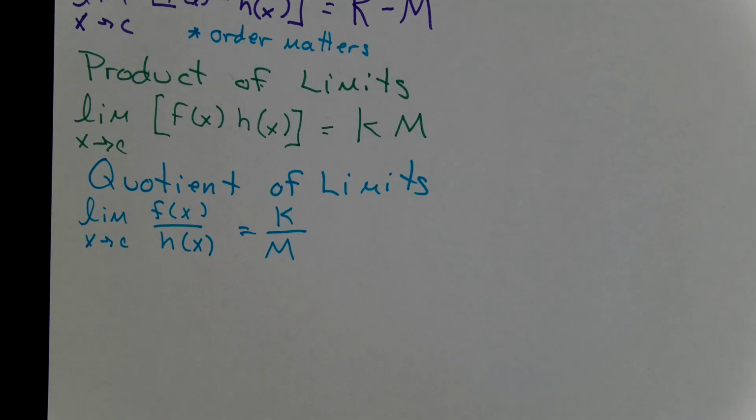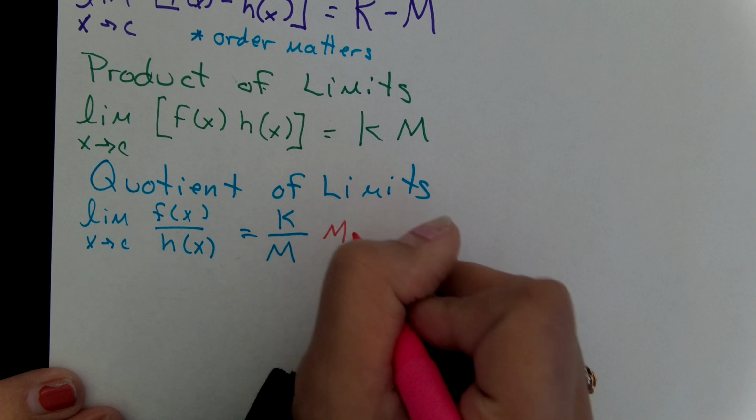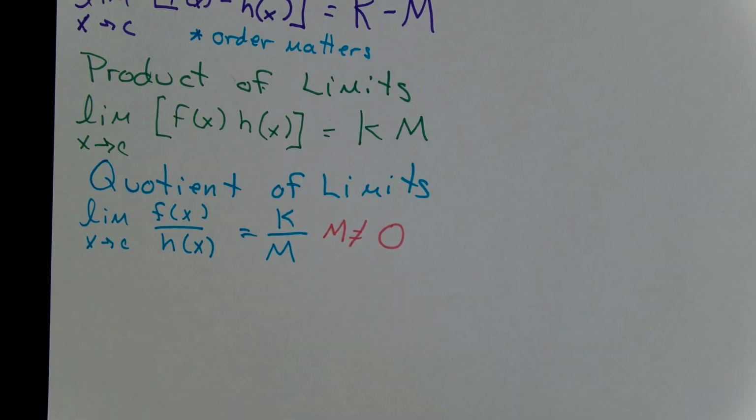In math, there is something we cannot divide by. What can't we divide by in math? No, we can divide by negatives. 0. We cannot divide by 0. So the stipulation here, the thing that cannot happen, is that the denominator, which is m, cannot equal 0.